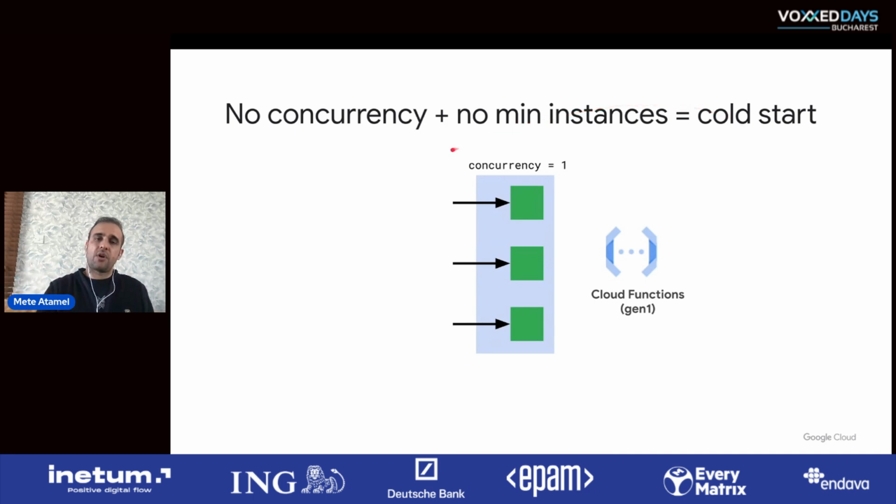But also there was no notion of minimum instances. So you couldn't say, for example, I want to have 5 functions waiting just in case someone shows up. You couldn't do that. And because of that, you had to pay for this cold start problem, basically.